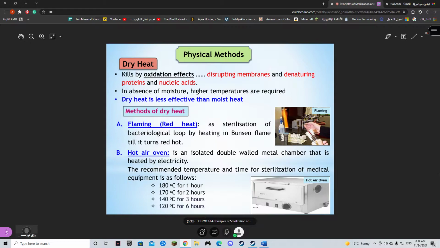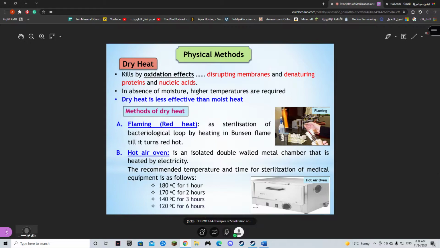Now come to the physical method. We have two types of heat method over here: one is the dry method and the other is the moist method. In the heat method, what exactly is the principle of this method?